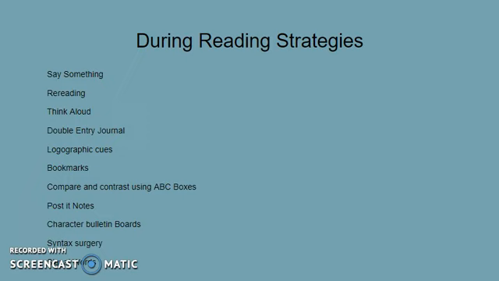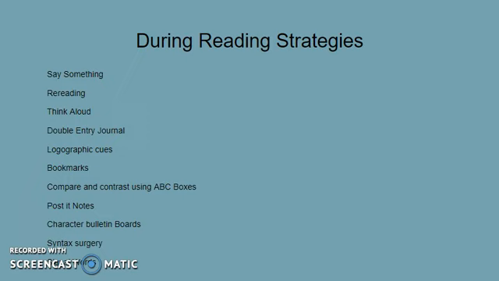For logographic cues, you could draw a picture about what you don't understand. Not really draw a picture, but little symbols about what you don't understand, and then go back and figure it out. Bookmarks usually have questions. So the teacher might make a bookmark that will have questions, or we'll have a question every so often throughout the story to help a student stop and think and go back and reread and figure out what the story is actually about.